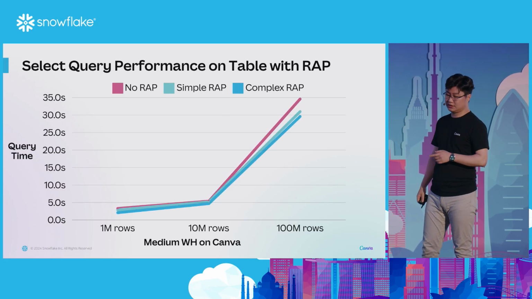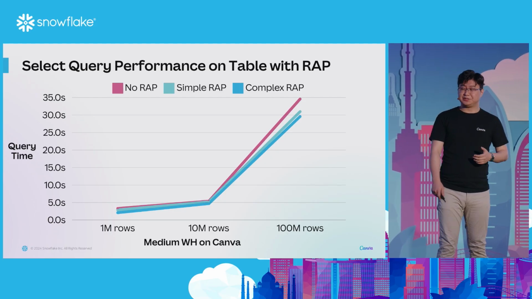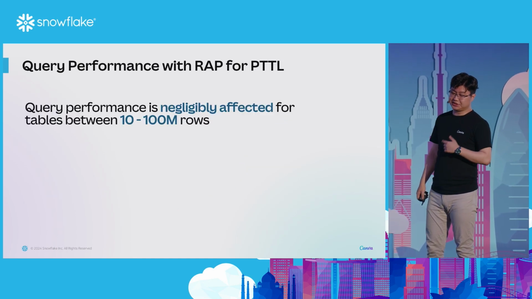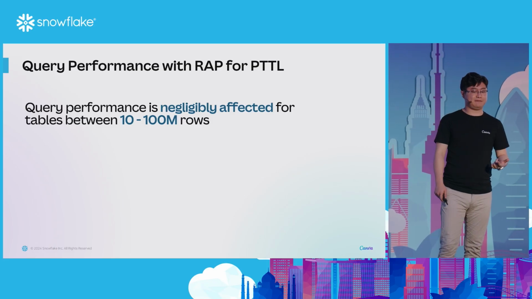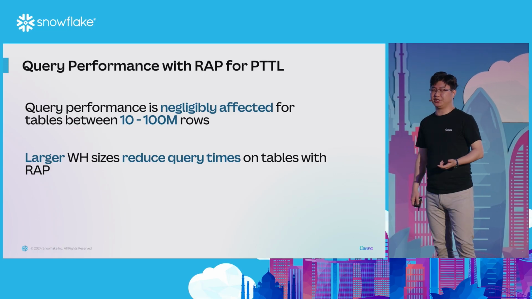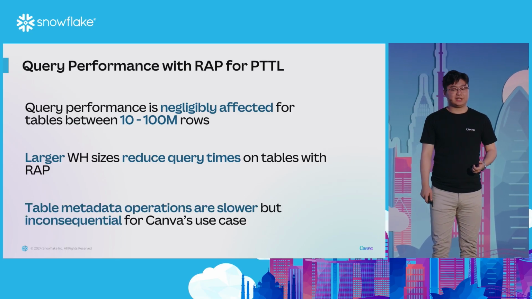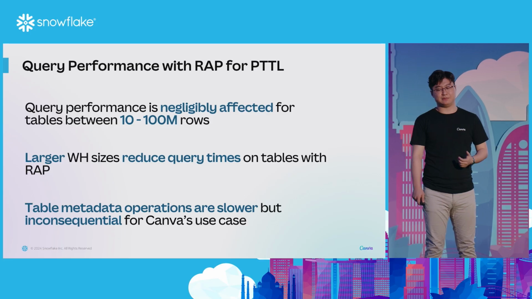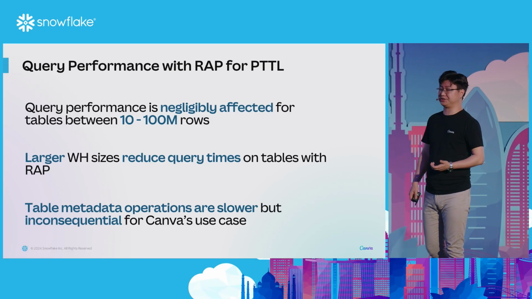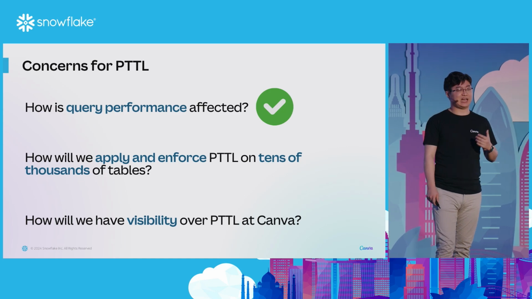When we performed our initial analysis of the first point about query performance, we ended up with some surprising results, as shown in this graph, particularly in the higher row counts. To summarize the graph, we discovered that query performance was negligibly affected for tables between 10 and 100 million rows. We also saw that larger warehouse sizes reduced query times on tables with a row access policy. And finally, we observed that the table metadata operations, which are optimizations made available natively by Snowflake, were slower, but they were deemed inconsequential for Canva's use case. With that, our first concern of query performance for PTTL at Canva has been adequately addressed.